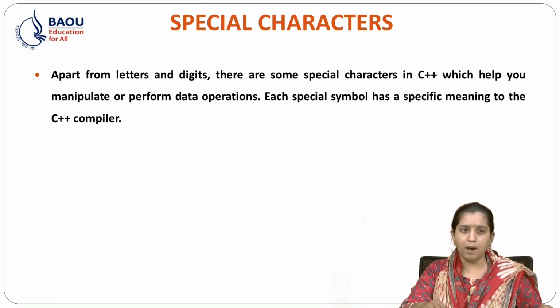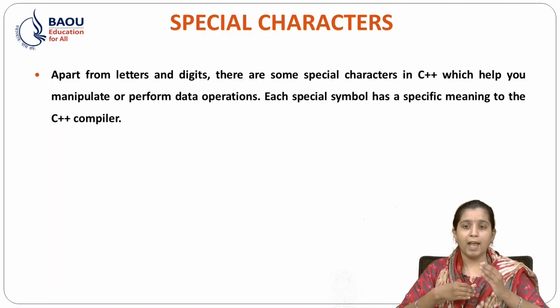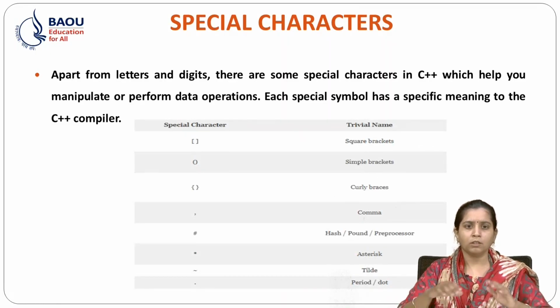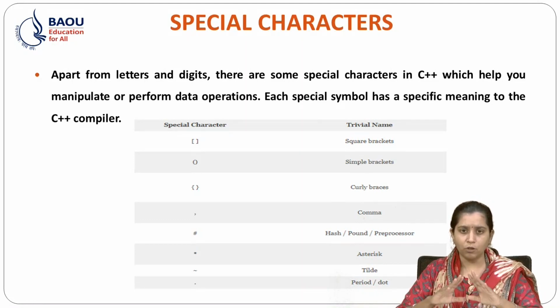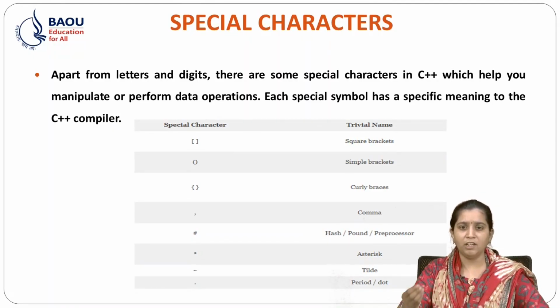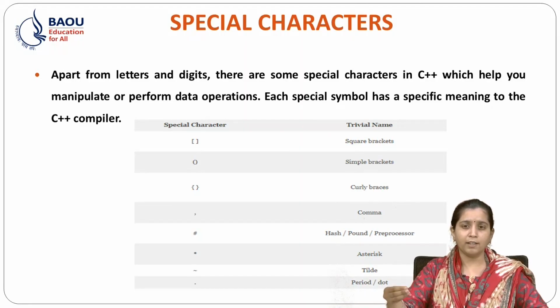Special characters. Apart from letters and digits, there are some special characters in C++ which help you to manipulate or perform data operations. Each special symbol has a specific meaning to the C++ compiler. Right now, just take this snapshot of these special characters. You can use these special characters in the coming lectures when you type your program. That is curly braces, square braces is used for initialization of an array.